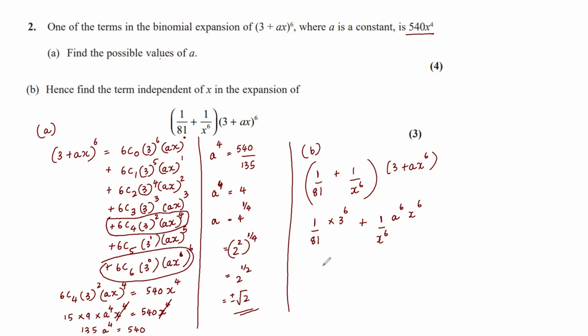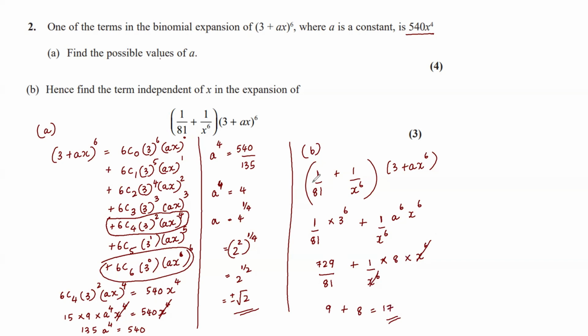So 3^6 is 729. 729 over 81 plus 1 by x^6 into a, we got it as root 2. Root 2 to the power of 6 is 2^3 basically. So that is 8 into x^6. So this x^6 and x^6 get cancelled. 729 over 81 is 9, plus this 8 will give you 17.